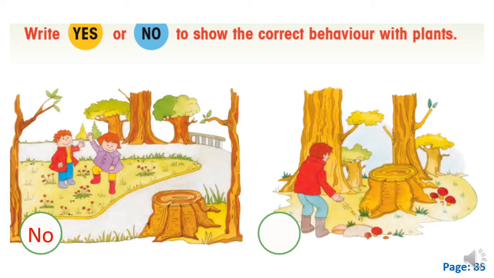What do we have in the next one? There is a boy or man. What is this man doing? The man is throwing the cigarette on the floor. So what do you think happens if I throw the cigarette there? It may cause fire. So is it good behavior here? Sure, no. So I have to write also no.